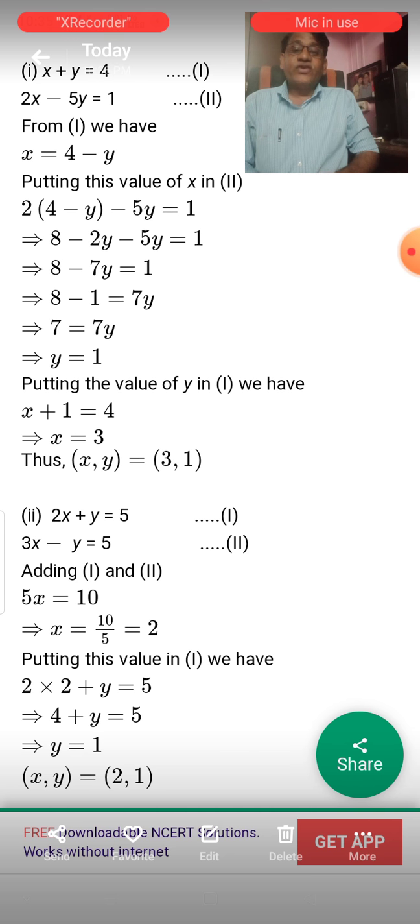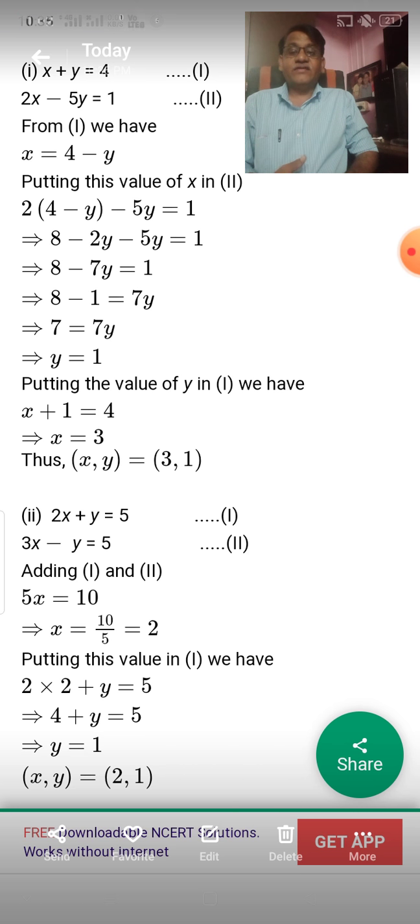In the second question, two equations are given. The first equation is 2x + y = 5 and the second is 3x - y = 5. So write down equation number 1 first and equation number 2 second.